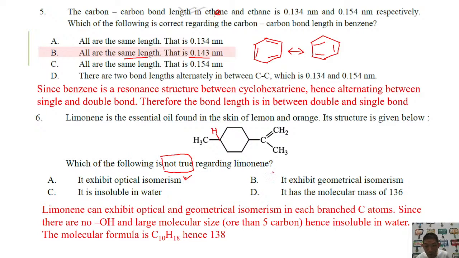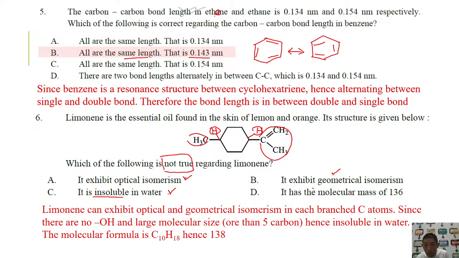B, can it exhibit geometrical isomerism? Yes, it can, because it is surrounded by 2 different types of atoms or groups of atoms here. So it can also exhibit geometrical isomerism. Is it insoluble in water? Usually for a hydrocarbon, because it is mostly made of carbon and hydrogen, it cannot form hydrogen bonds. Therefore, it is not soluble in water. Therefore, statement C, insoluble in water, is also true.